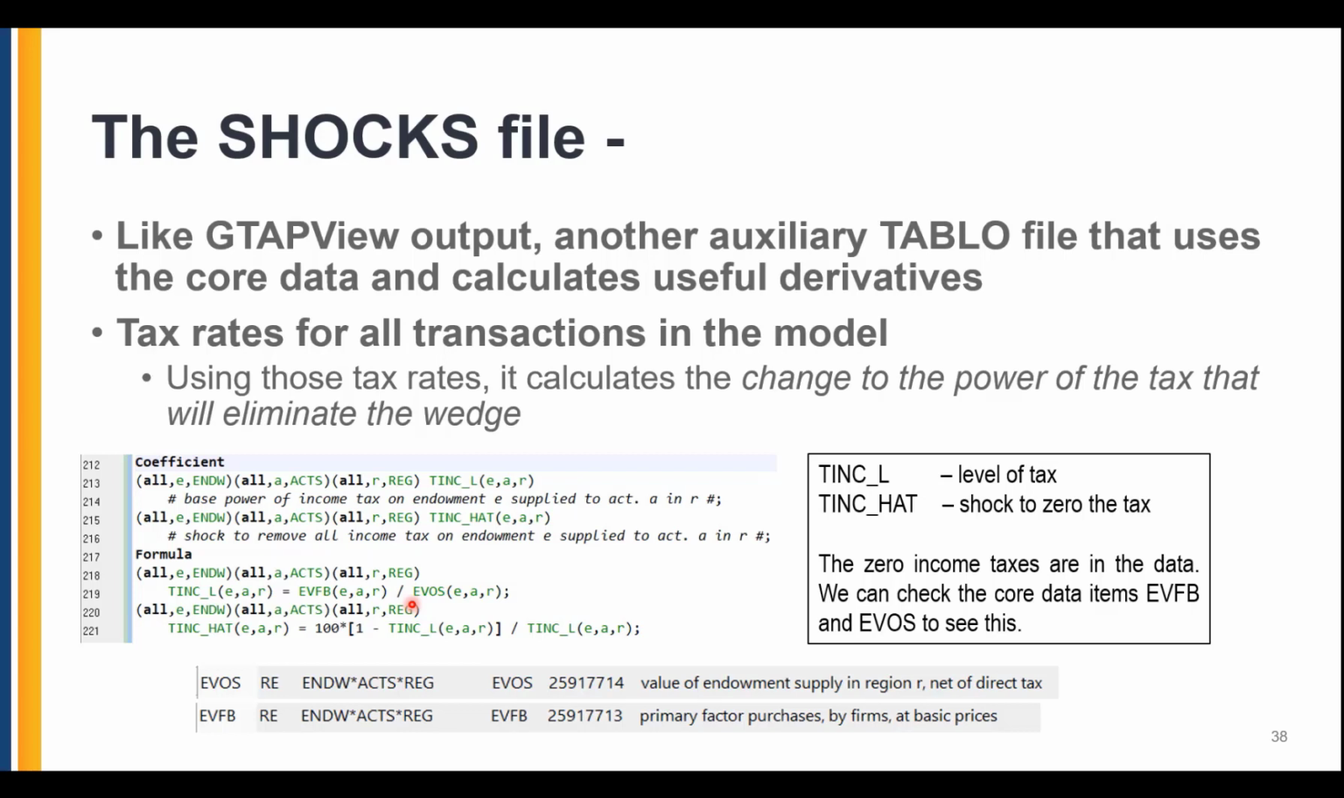So don't forget that RunGTAP gives you all of these tab files to look at. You can see how GTAP view output is calculated. You can see how the shocks are calculated. And of course, the main tab file tells you how the model runs. And so all of these relationships are captured in the code, documented for you.